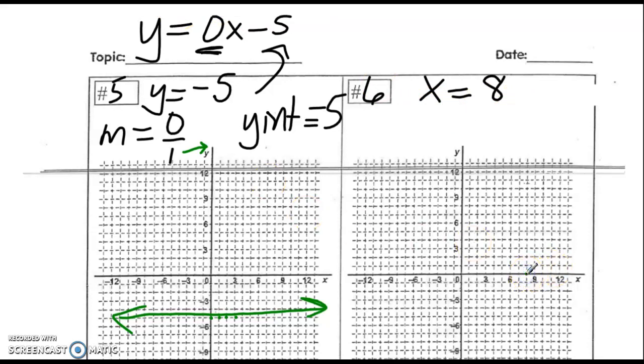And then whatever y is, x is always going to be 8. So let's say y is 3, x would be 8. All of our x values will be 8. So basically we're just creating a vertical line where x equals 8. Terrible way to explain it, but that's what it is.